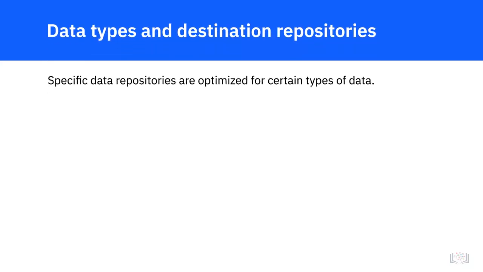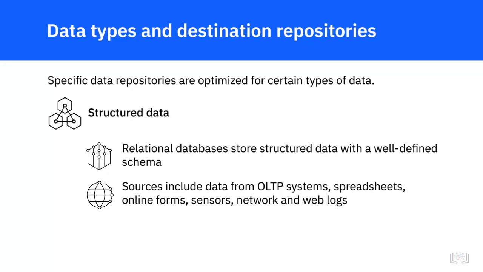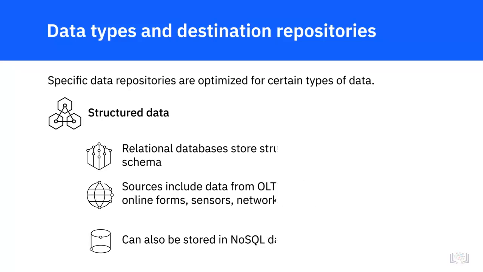Specific data repositories are optimized for certain types of data. Relational databases store structured data with a well-defined schema. If you're using a relational database as the destination system, you will only be able to store structured data, such as data from OLTP systems, spreadsheets, online forms, sensors, network and web logs. Structured data can also be stored in NoSQL.